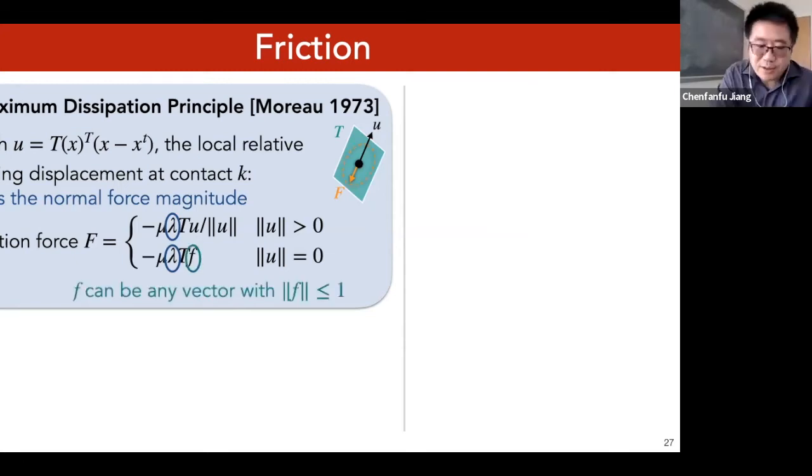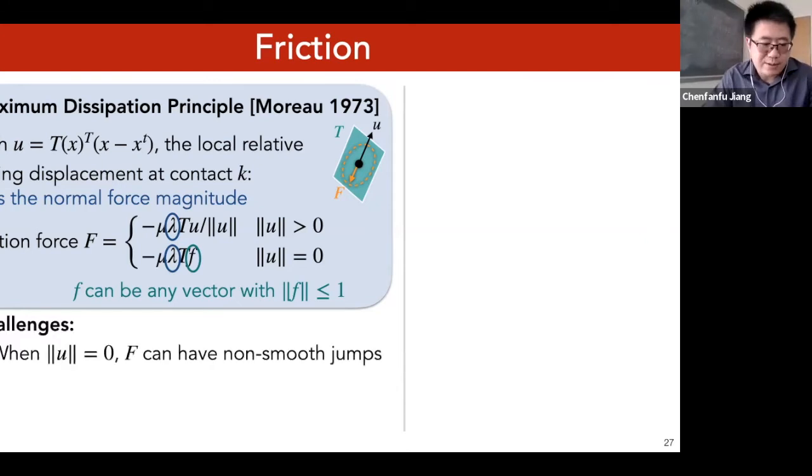friction, we have this little f vector acting like a basis, and this space can take any vector with length smaller than 1. So in the static friction case, when your relative velocity is 0, it can point in any direction.